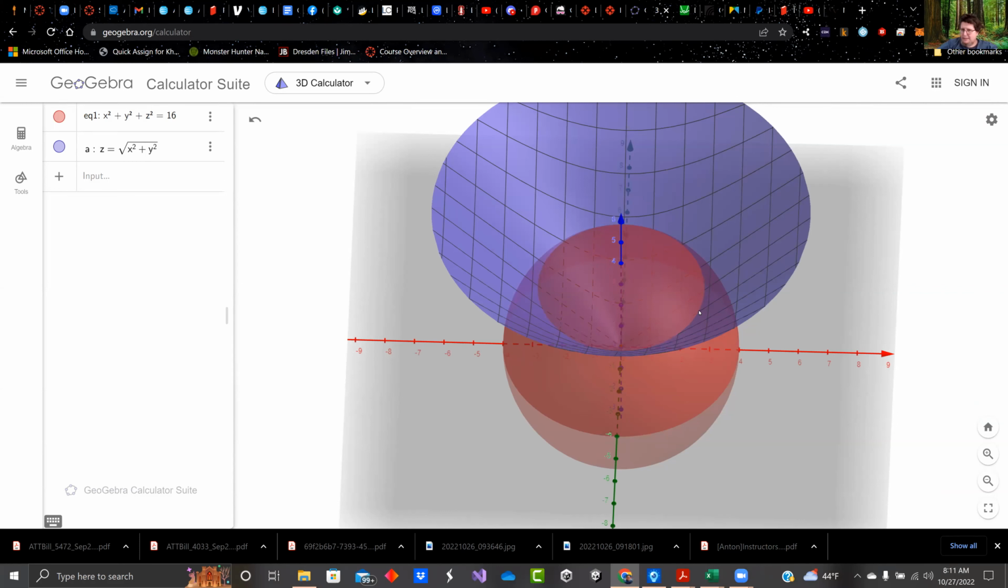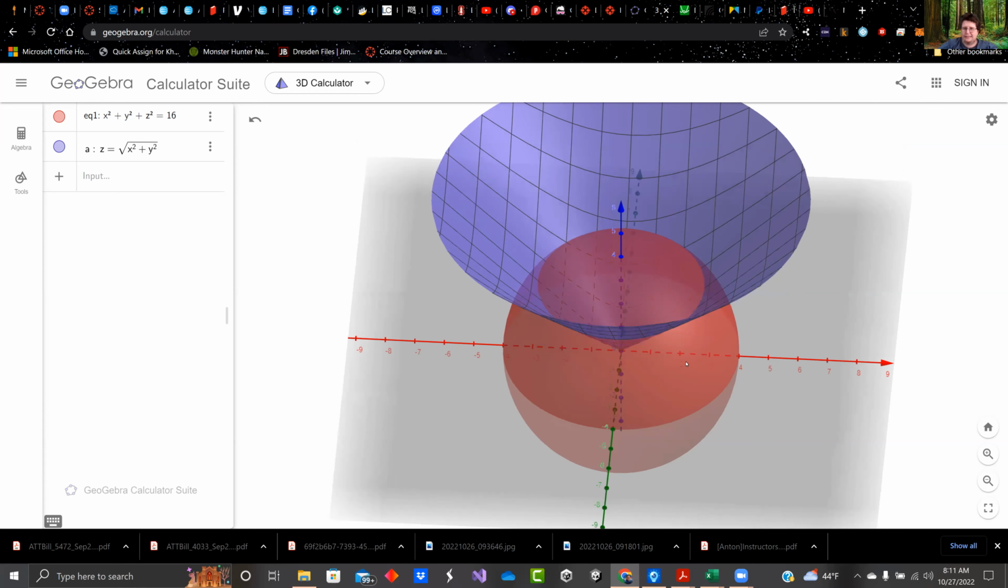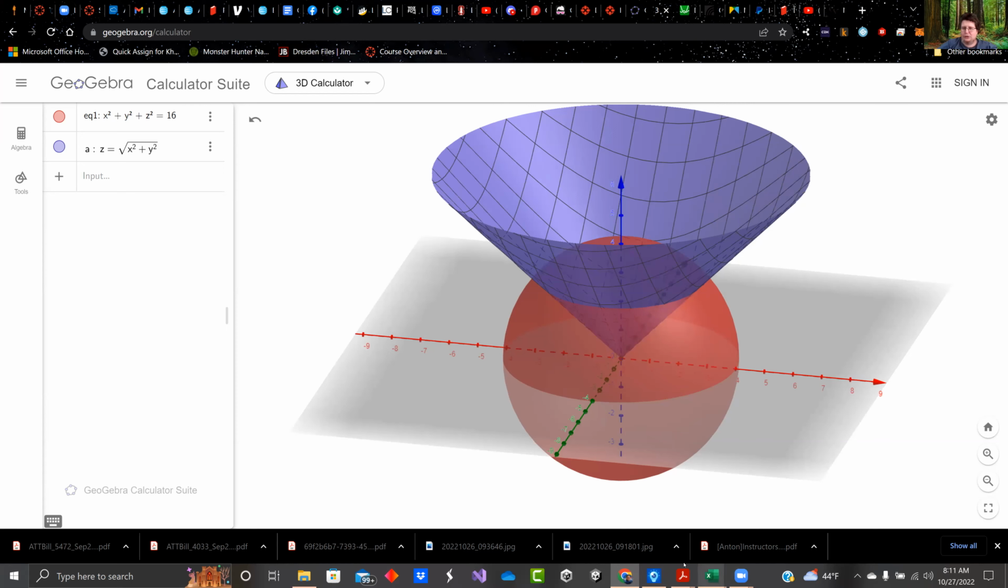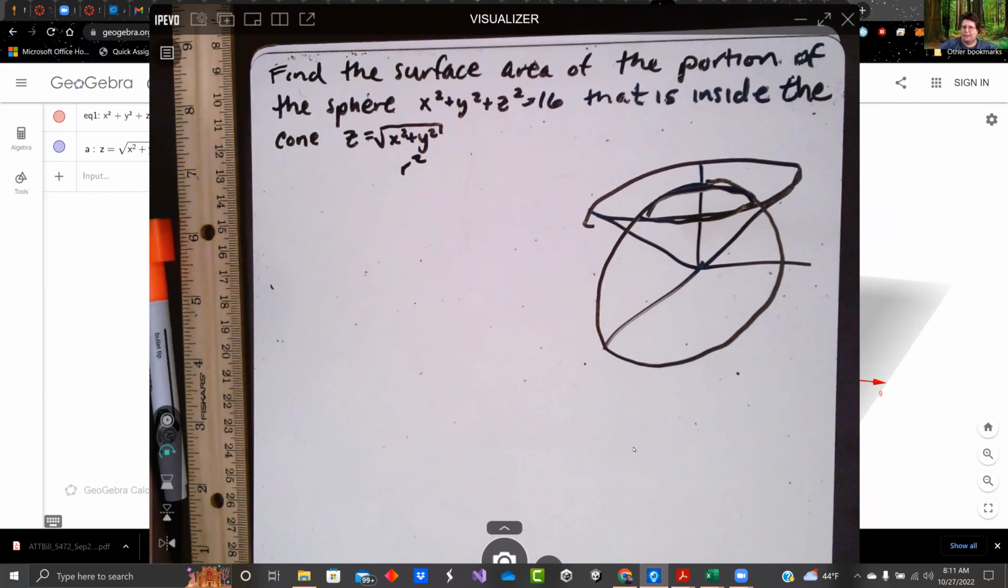And it's clear that the boundaries of it are where the two planes intersect. Not planes, but the two surfaces intersect. So let's take a look at where they intersect, maybe get a little bit better idea of what's going on from that.